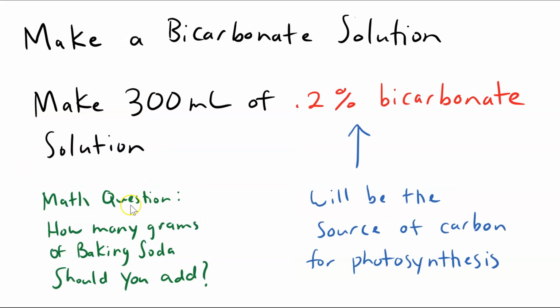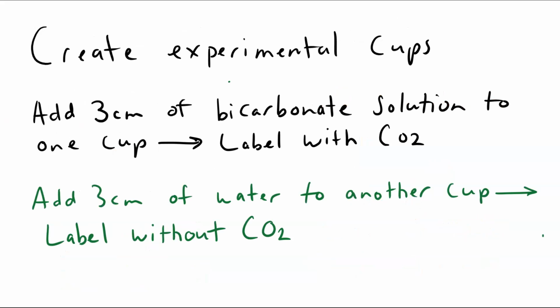The first thing you want to do is make a bicarbonate solution. So we will make 300 milliliters of 0.2% bicarbonate solution. Quick math application question: how many grams of baking soda would you add to do that? Also, by way of an overview, we're adding this bicarbonate as a source of carbon for photosynthesis in this solution. Let's label some experimental cups for our first experiment.